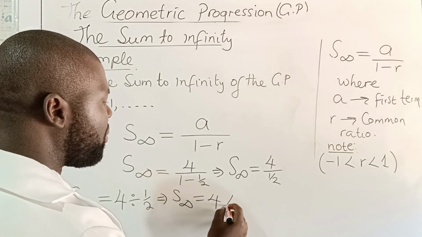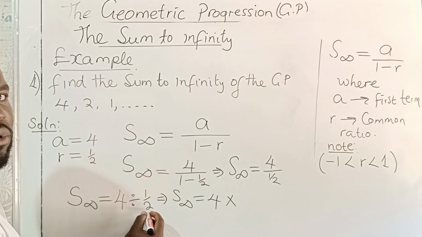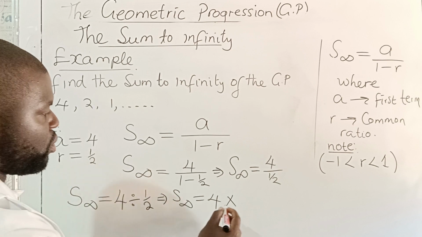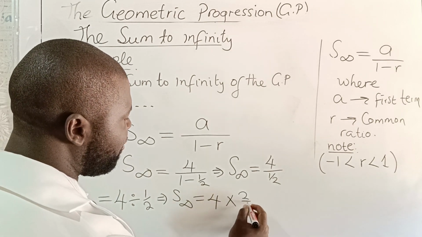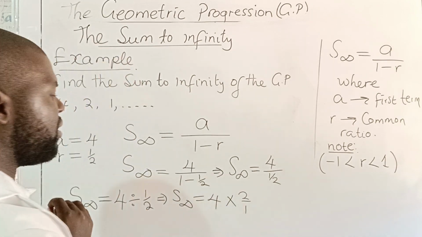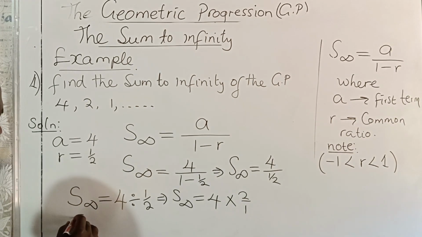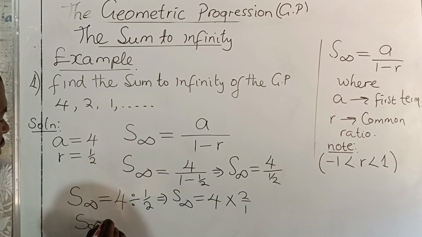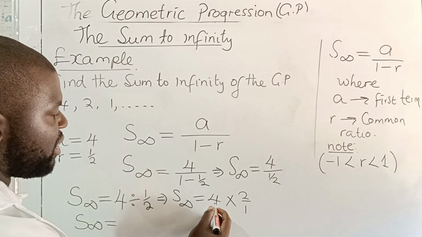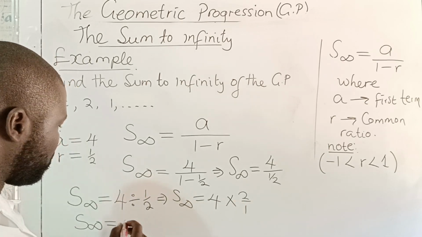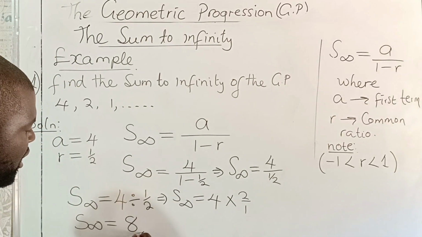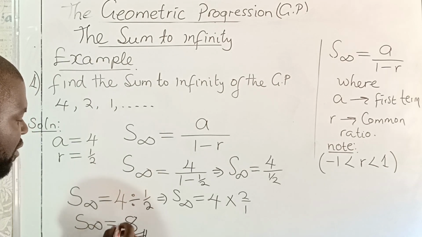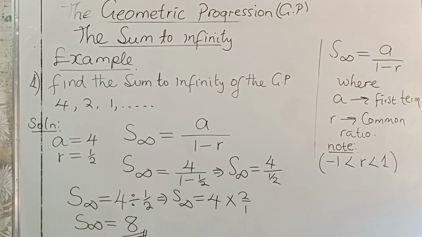4 multiplied by the reciprocal of 1/2, which is 2/1. And when we do that, we shall end up with our sum to infinity being equal to 4 times 2, which is 8. Therefore, the sum to infinity of this particular question is +8.